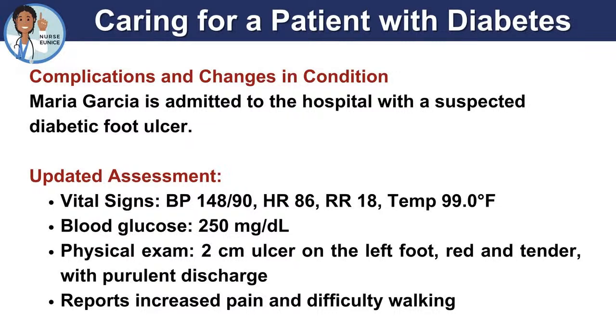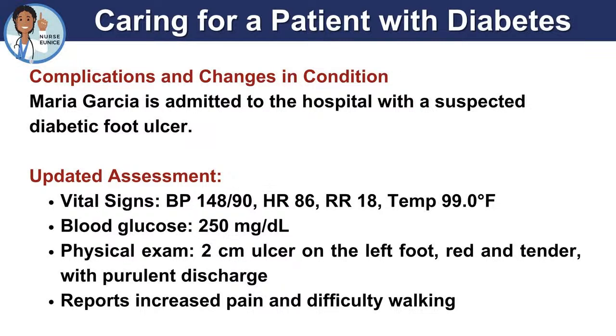So, complications and changes in condition. Maria Garcia is admitted to the hospital with a suspected diabetic foot ulcer. Yeah, that's going to happen. You're not managing your diabetes. So her blood pressure is 148 over 90, heart rate 86, respiratory rate 18, temperature 99.